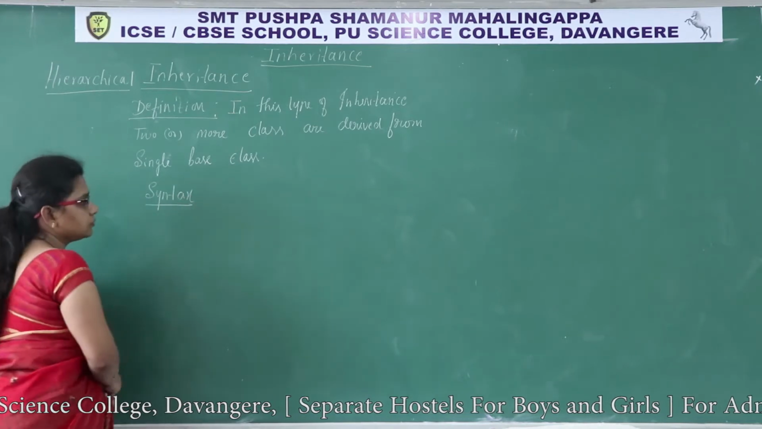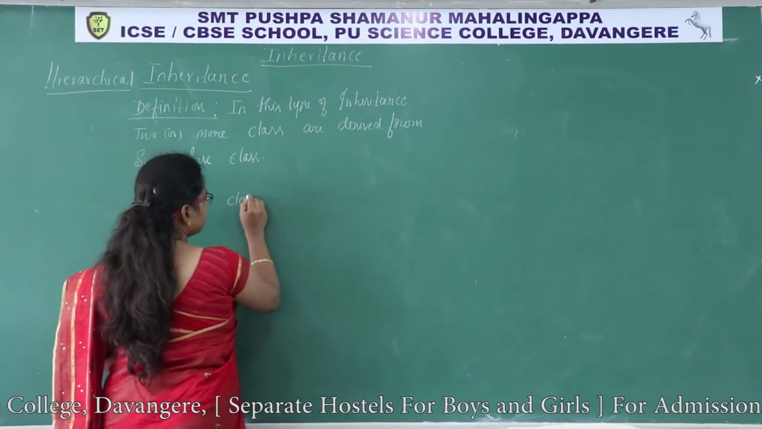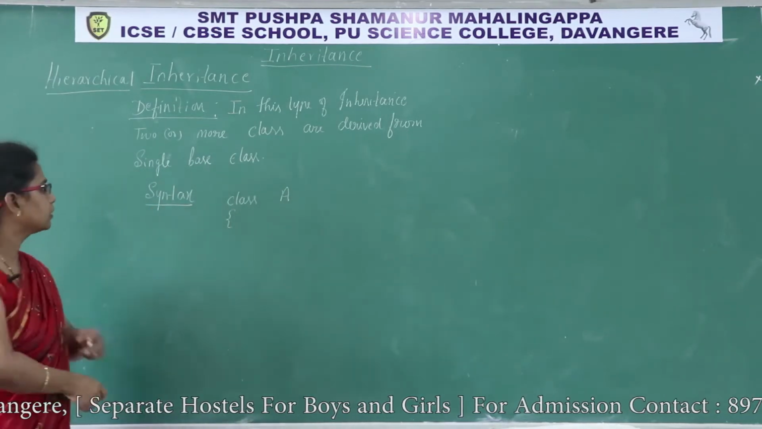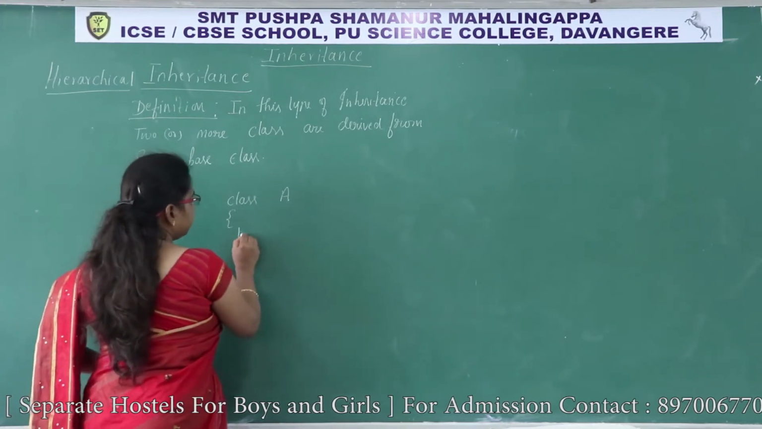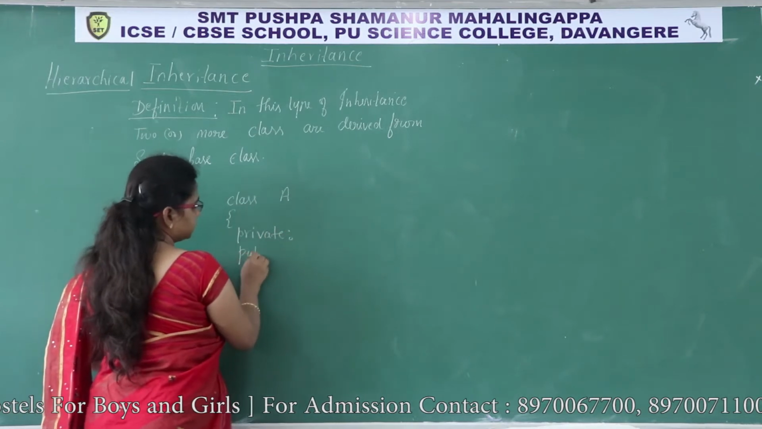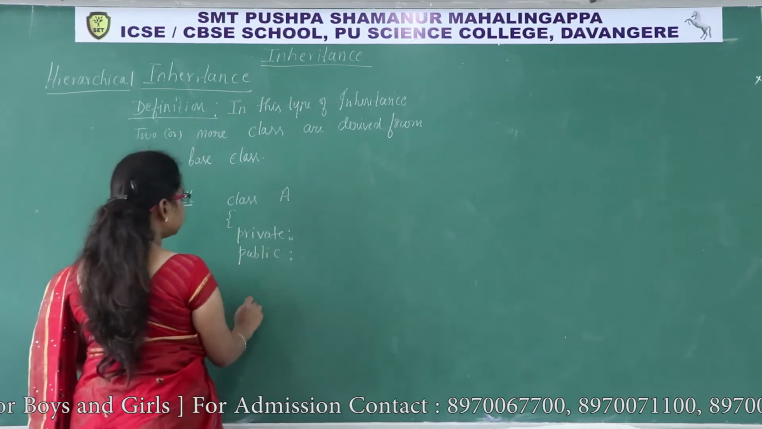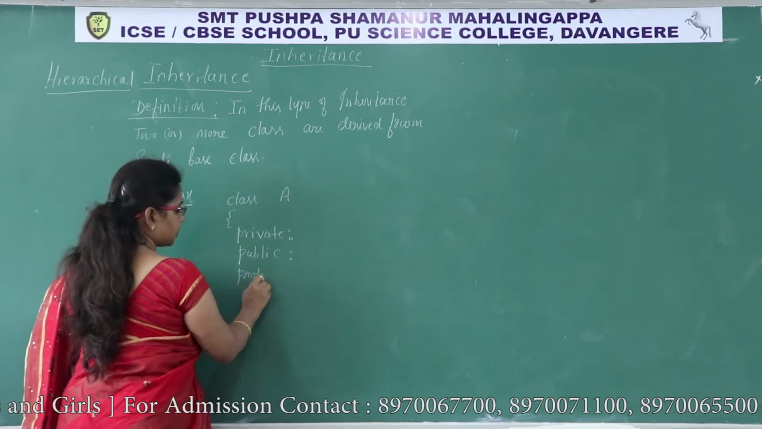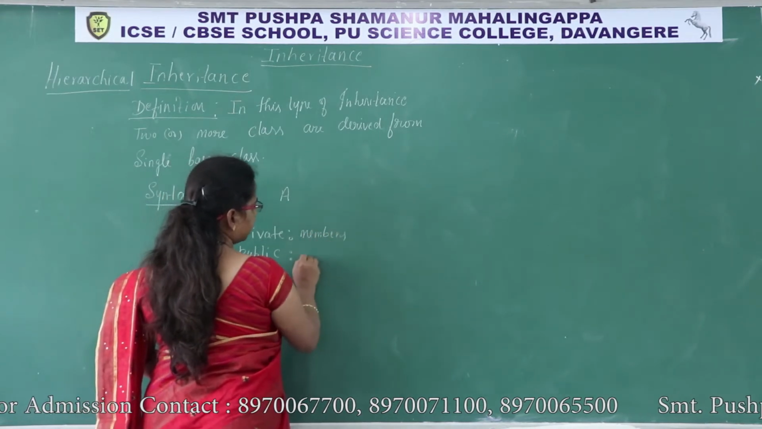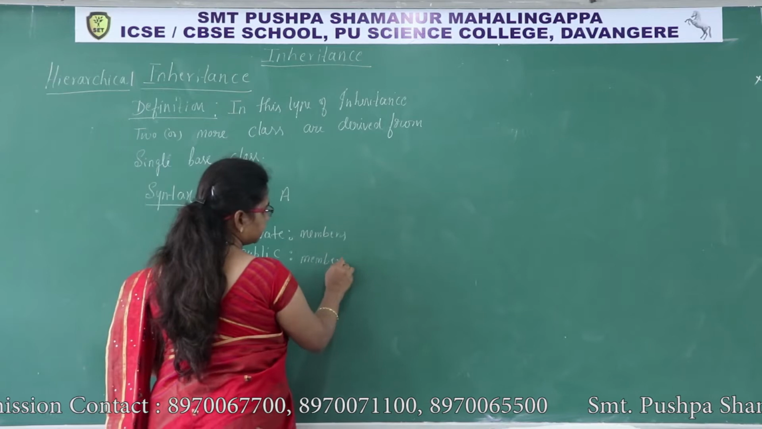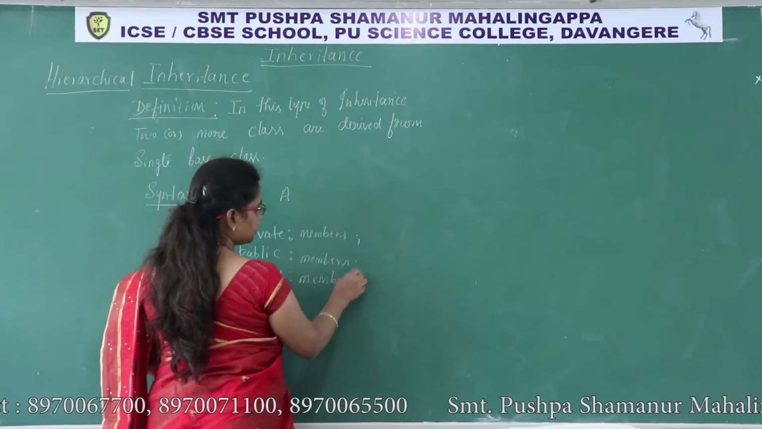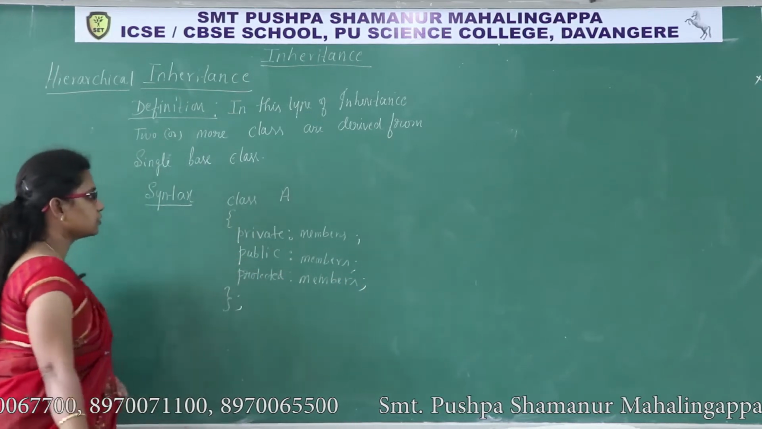Syntax. While writing the syntax, I'll take the class name as A. You can write the same in the exam. Class A: private, public, protected. You all know every class has 3 access specifiers. Members are nothing but data members and member functions. So this is the base class.